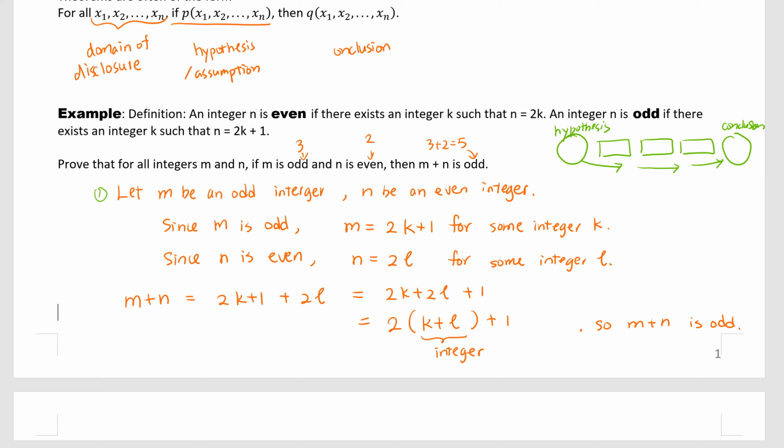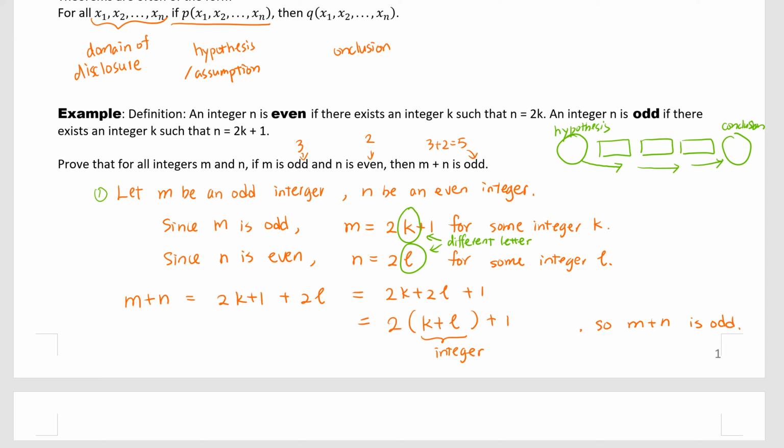A small thing we need to be careful about is that this k and this l should use different letters. You cannot use the same k. If you use the same k, what does that mean? Well, you're saying m is 2k plus 1 and n is 2k. So m is n plus 1.